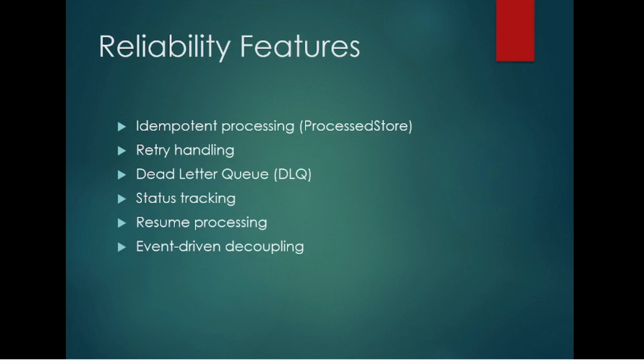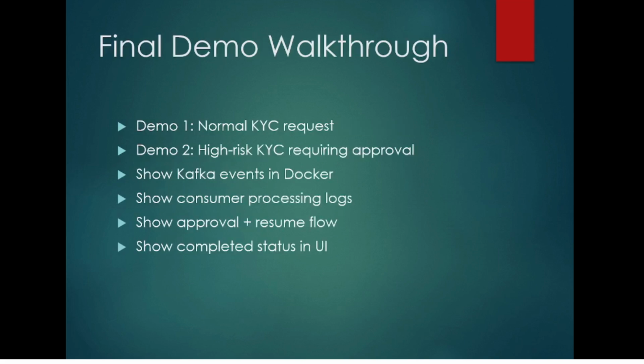This is DLQ, already discussed previously, so we will not show it. It has already been shown in the last videos. Here you will only focus on low risk and high risk, and how these two work with the statuses. For the final demo, we will do a normal KYC and then a higher risk KYC, and we will show you the Kafka events in Docker, which you were already shown how to use for running this. The application API, showing the consumer processing logs, approval, resume, and completed.